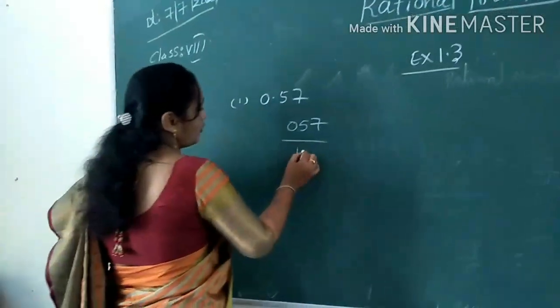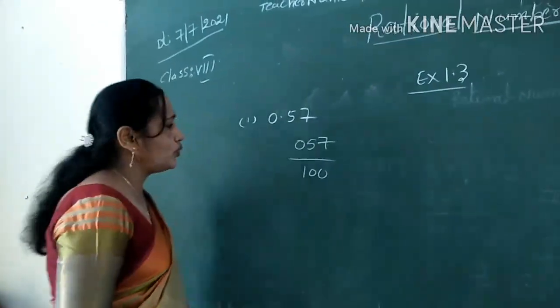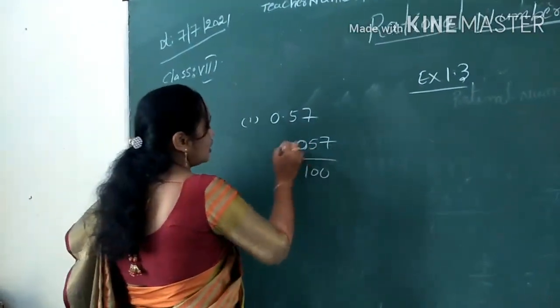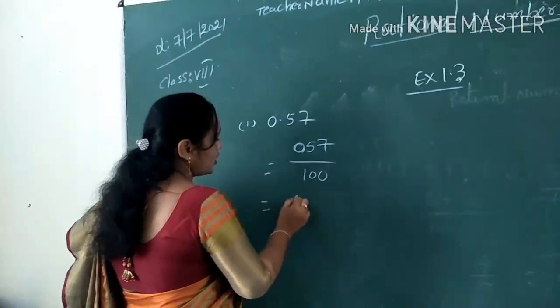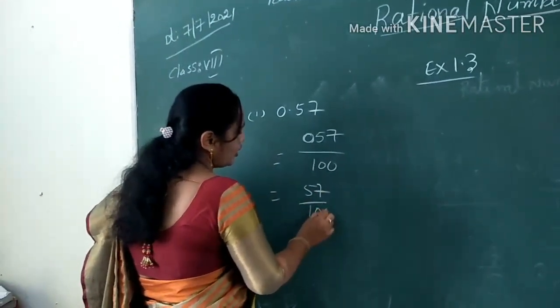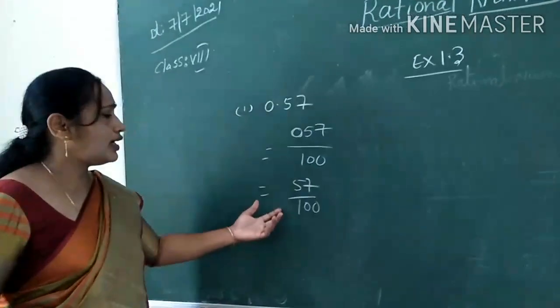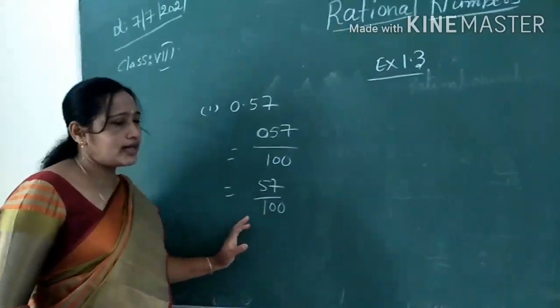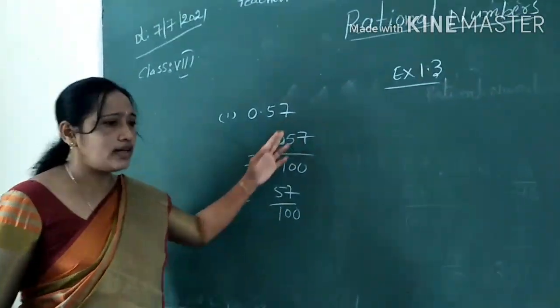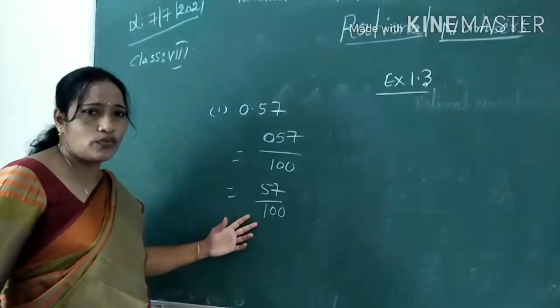Two digits after the decimal, so 1 followed by 2 zeros. Before the decimal there is no value. We have to write 57 by 100. Then we convert it to simplest form, but here it is not possible. So 0.57 is converted to p by q form: 57 by 100.